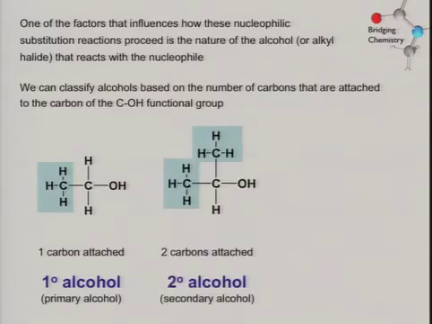If the carbon that has the OH leaving group on it also has only 1 hydrogen and 2 other carbons attached to it, then that's going to be called a secondary alcohol.